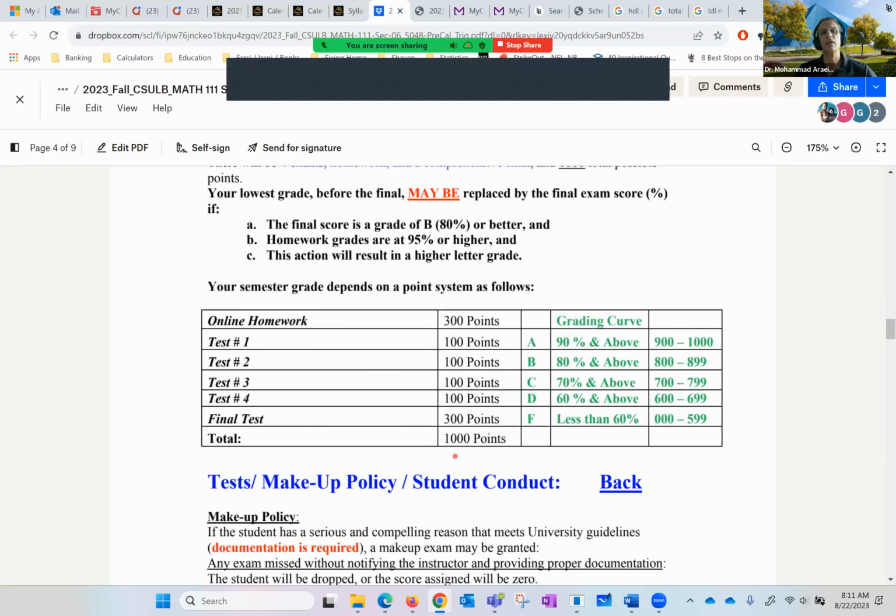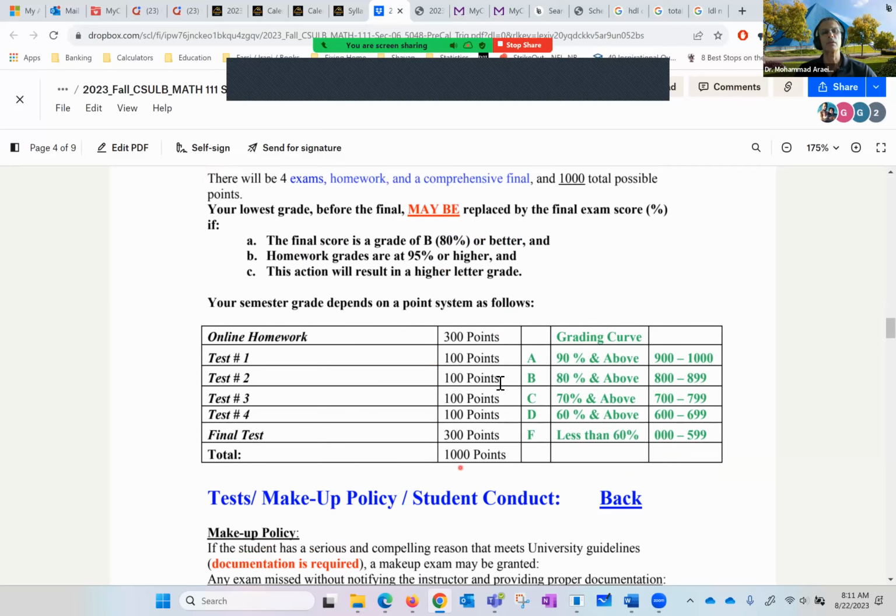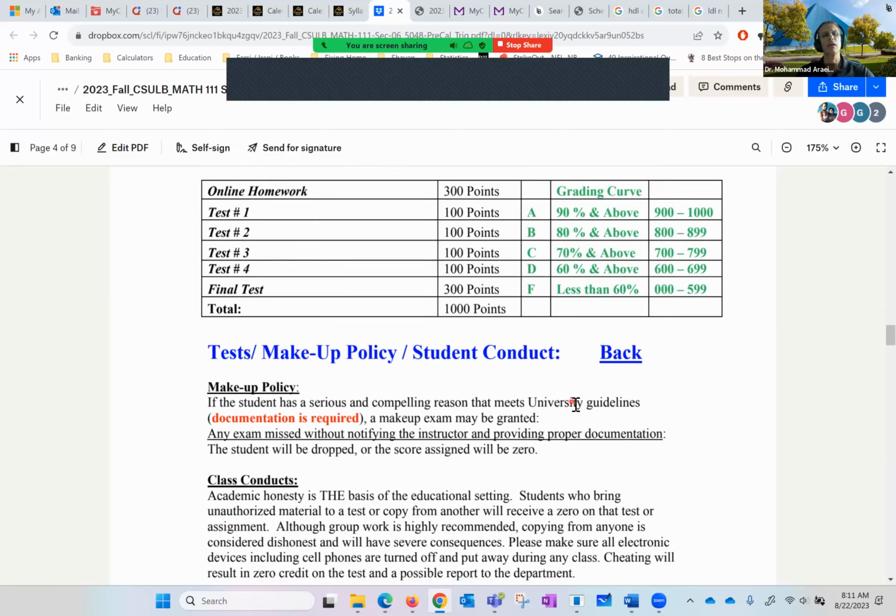And again, the synopsis of this grading policy is here. Of course, A is 90%. That means 900 points or more. B is 80%. That means 800 points or more. And the reason I've set up a point system is because at any given point, you can add them up.